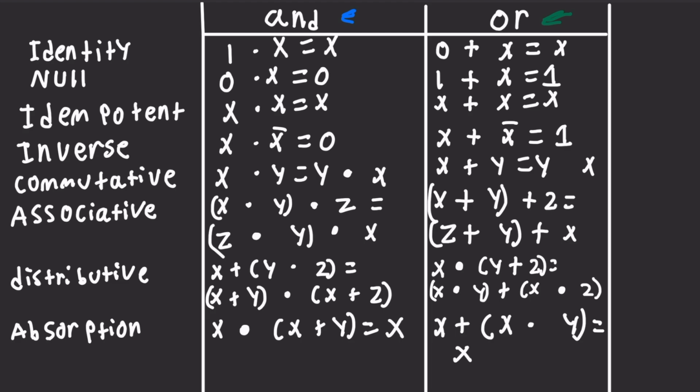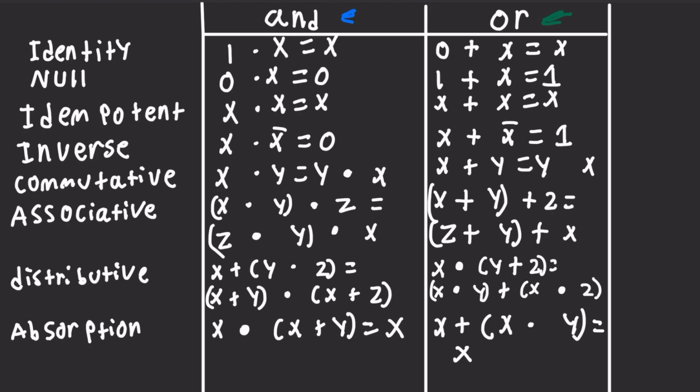So for the distributive, if you have x plus the parentheses of y times z, you'll have x plus y times x plus z. And then finally for absorption, if you have an x on the outside multiplied by an x plus y on the inside of parentheses, that'll just turn out to be x. This will be explained a little bit later on, but we'll just go through here.